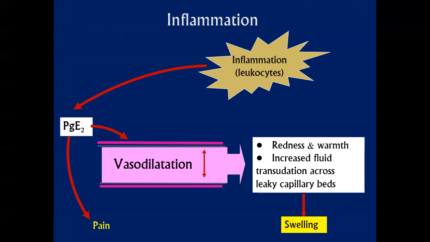So prostaglandins cause vasodilatation. As a result of vasodilatation at the capillary vascular level, there is redness and warmth, which give the characteristic features of inflammation: redness, warmth, swelling, pain, and loss of function. Increased fluid transudation across leaky capillary walls may cause exudation, edema and swelling. And prostaglandins, as I mentioned, also cause pain. They do not cause pain directly, but they stimulate the nerve endings that travel towards the higher center and cause pain sensation.